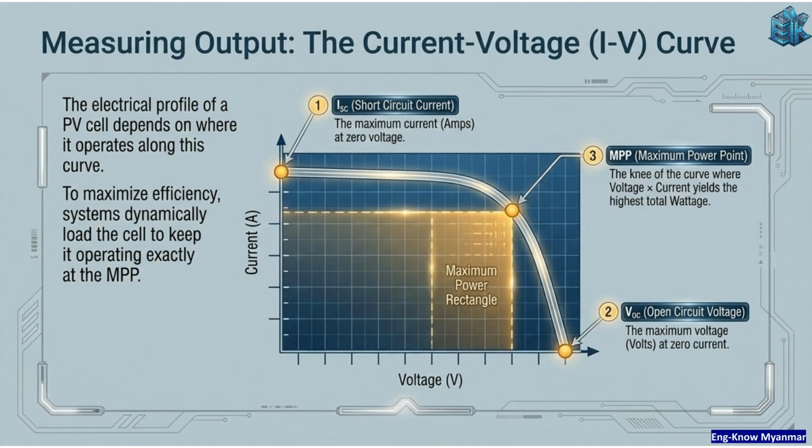The electrical profile of a PV cell is defined by the current-voltage, or IV curve. Key points include the short circuit current, open circuit voltage, and the maximum power point. Systems dynamically load the cell to keep it operating at the MPP for maximum efficiency.